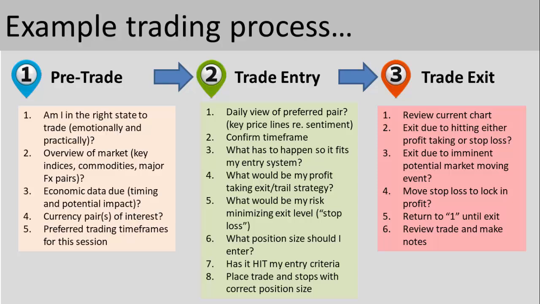So the process is quite simple. You review the current chart and ask yourself the following questions. First of all, is it time to exit due to either hitting a profit-taking target or a stop loss? Or is it time to exit because there's an imminent potential market-moving event such as major economic data? If neither of those is the case, perhaps you want to move your initial stop in the direction of the market, underneath or over your current price, depending on whether you're on long or short, to lock in some profit. So if none of these have been hit, then you return to reviewing the current chart and continue in a cycle until one of those exits is triggered.